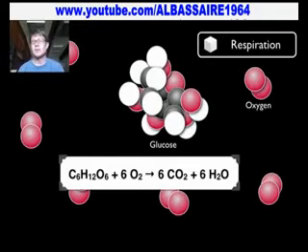Okay, next let's go to cellular respiration. What happens in cellular respiration? In cellular respiration, we're actually using the energy in those sugars, so in glucose. In the presence of oxygen, we're breaking that down into carbon dioxide and water, and we're releasing energy from that.